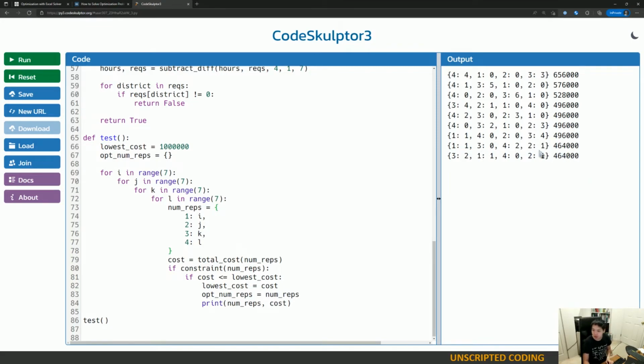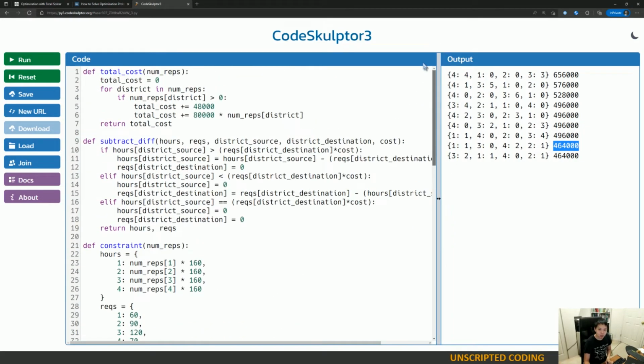So if you take a look, and I apologize, a dictionary shuffles all the time, but District 1, 1. District 2, 1. District 3, 0. And District 4, 2. And in this case, we just swapped the District 3 and 4 instead. So 1 and 2, both 1 representative. 4 and 3 will either be 0 or 2 and vice versa. And you will have the lowest cost of $464,000.